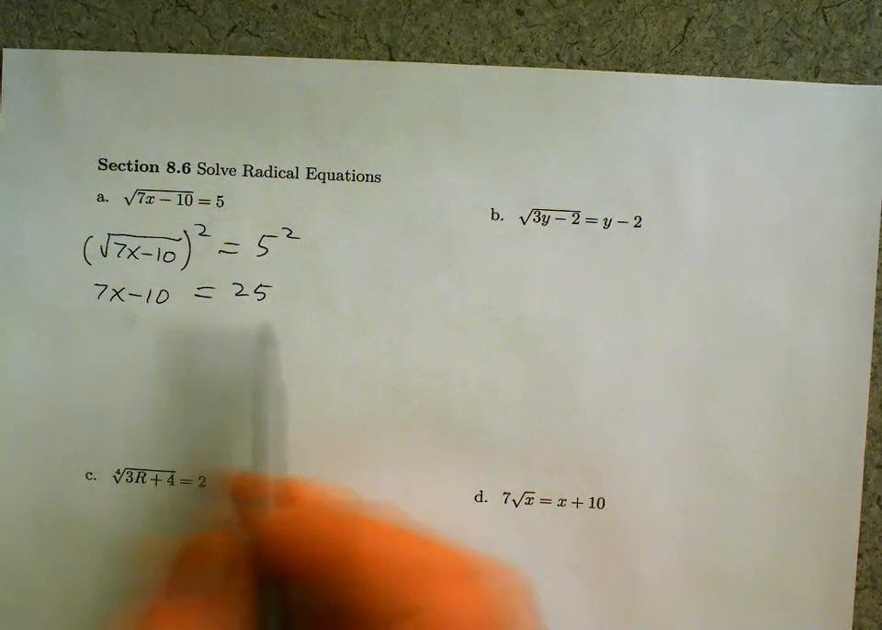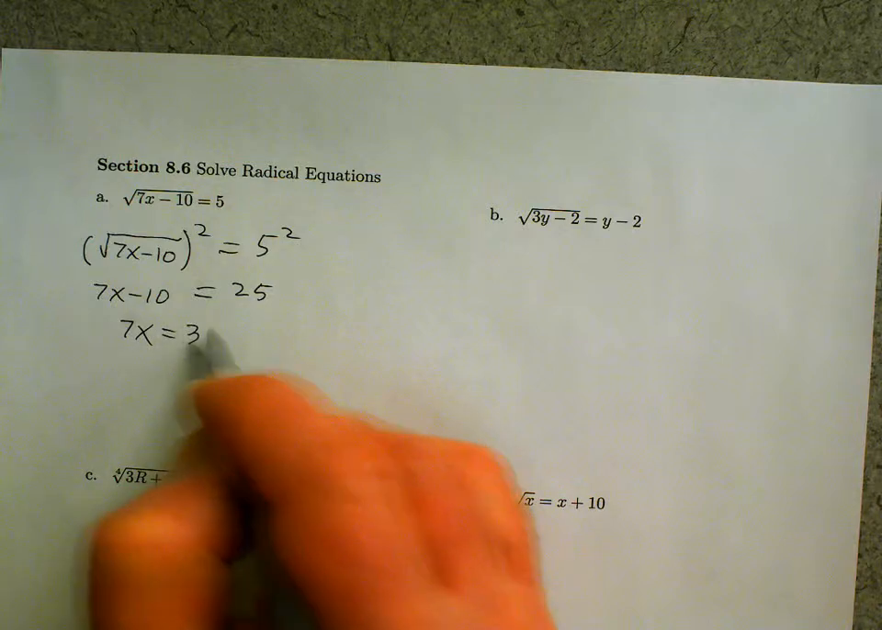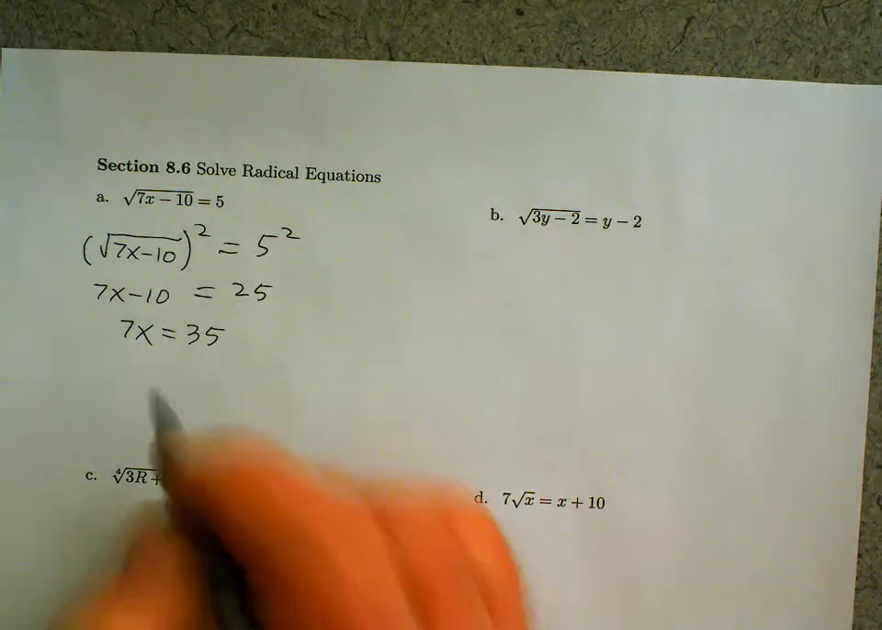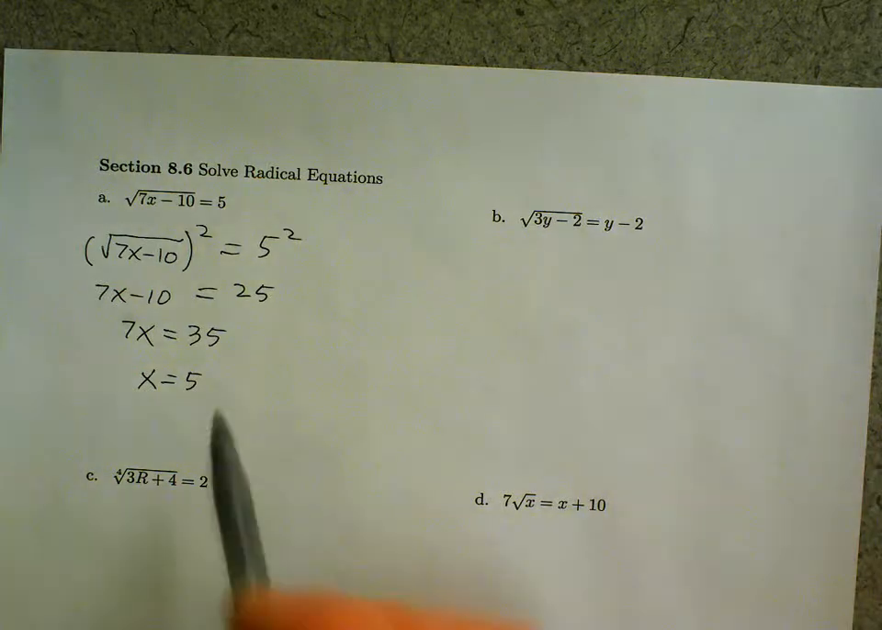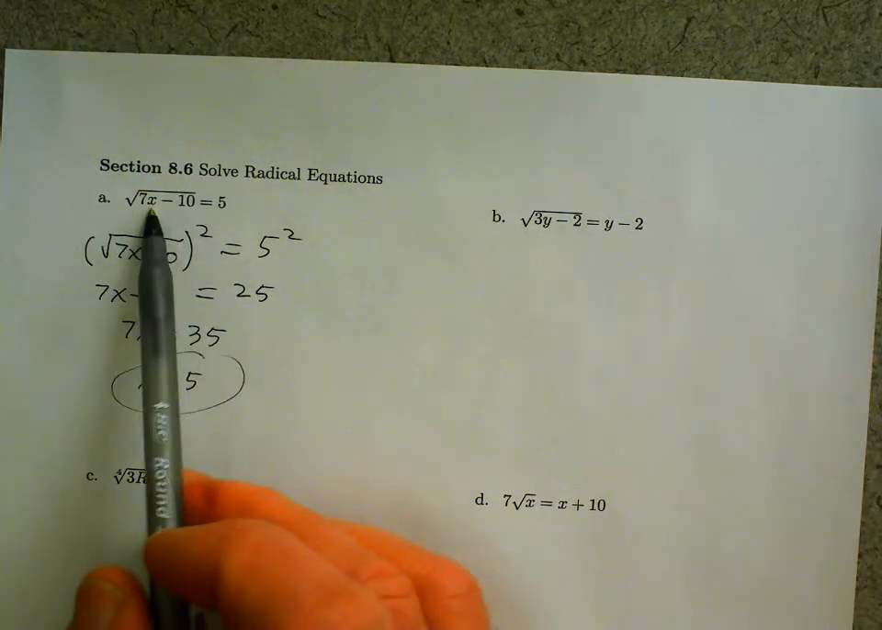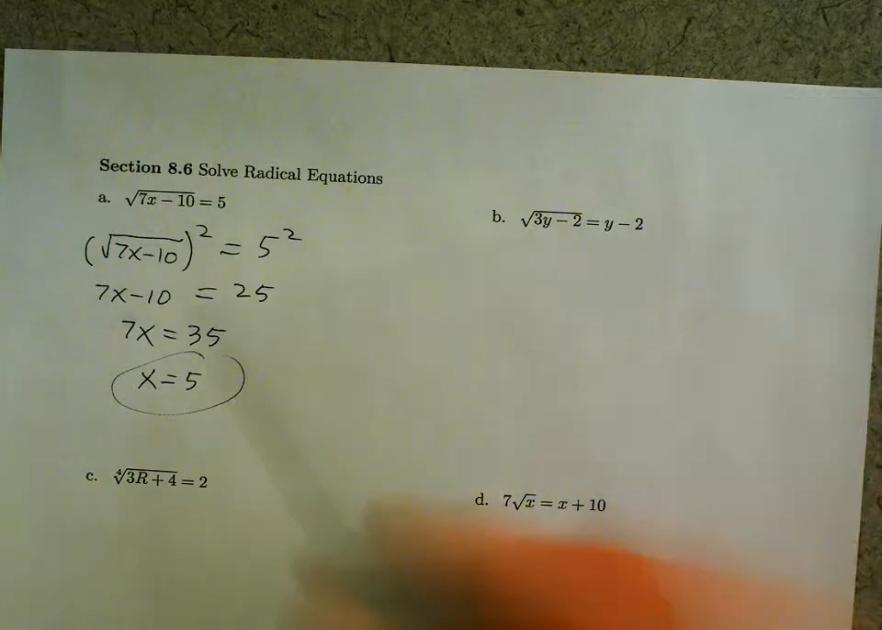Then solve this equation for x. Add 10 to both sides, 7x equals 35, and then divide both sides by 7, x equals 5. And you could easily check that 5 is a solution. I'll leave the rest of that for you to do.